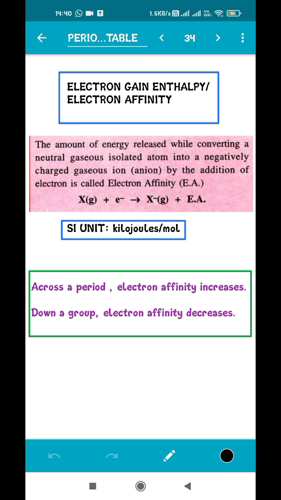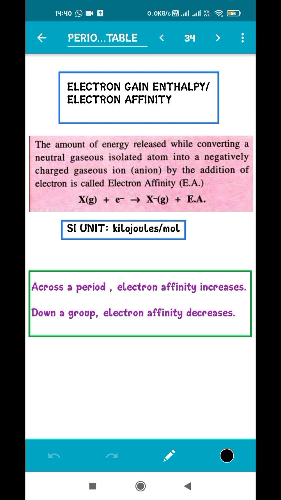It also has the same SI unit, kilojoules per mole, and it also follows the same trend, that is across a period the electron affinity will increase because we are moving from metals towards the non-metals, and non-metals have a high electron affinity. So obviously the electron affinity will increase as we are moving across a period.